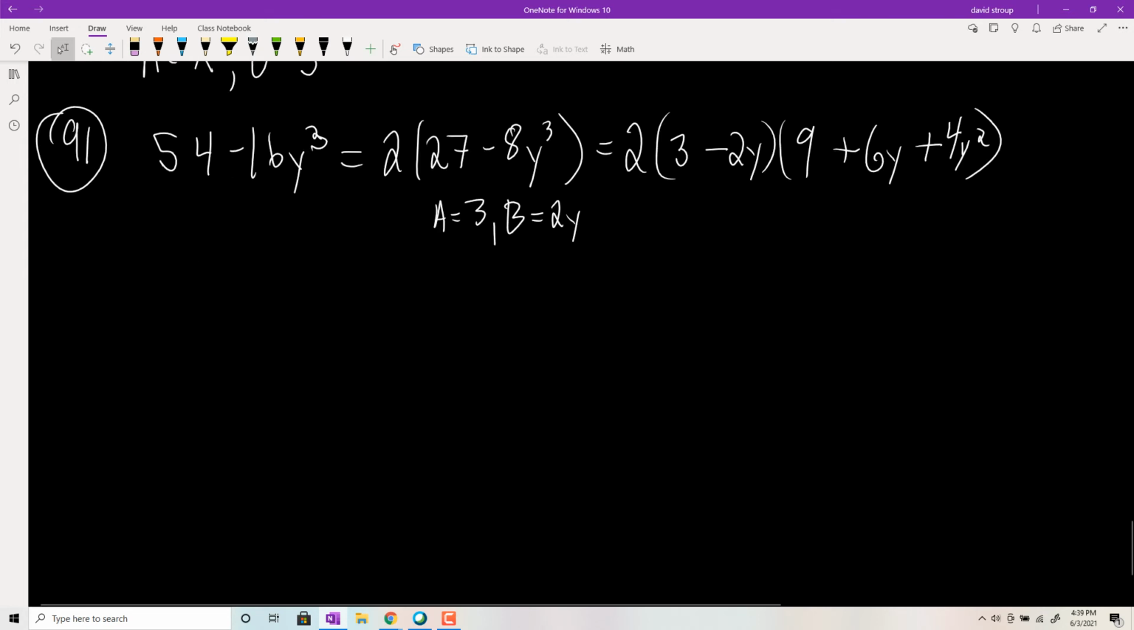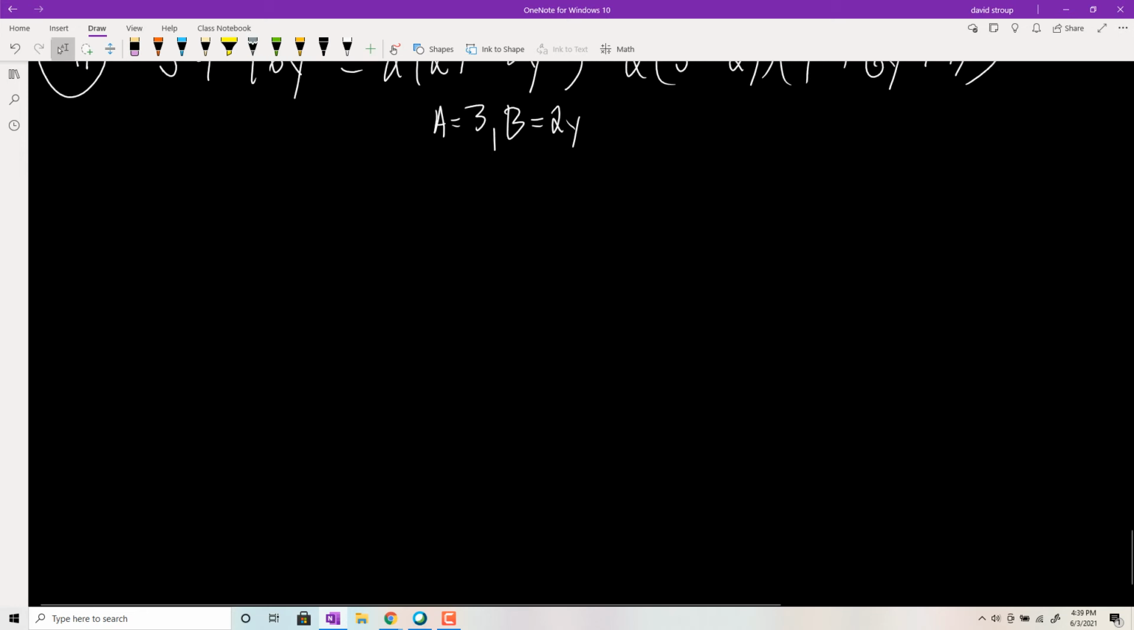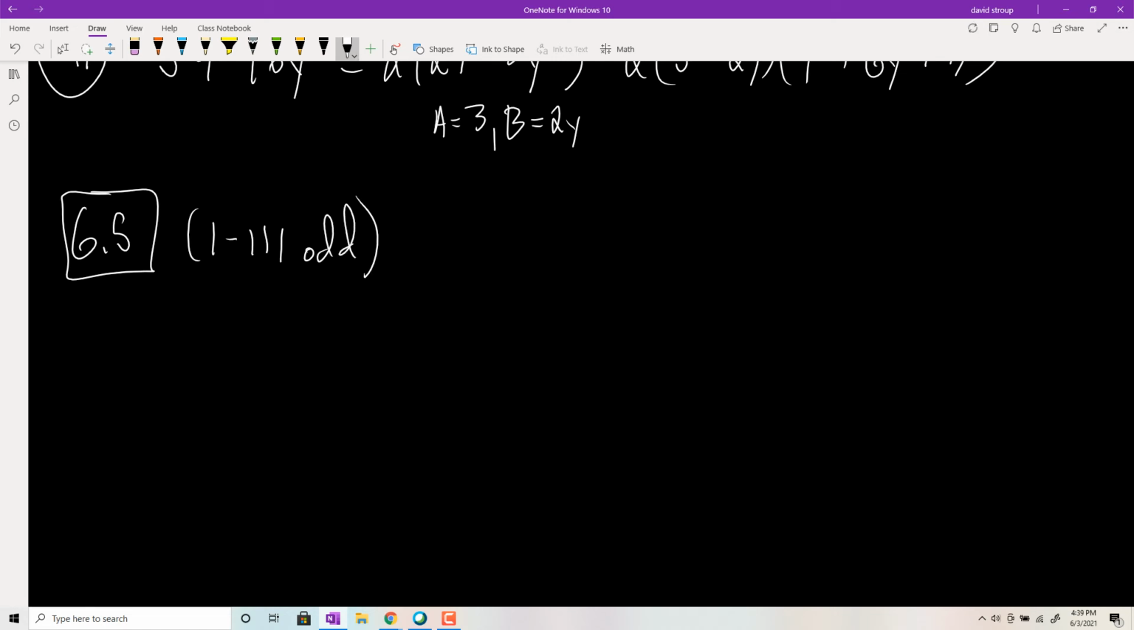Okay, so good stuff. 6.5 is kind of the overview section, and all they do is say, all right, well, here's our general strategy for attacking factoring, and then they just leave you to it. The first, most important rule is to factor out any GCFs, and then you base your factoring off the form that's given. So if there's 2 terms, you do this. If there's 3 terms, you do this. If you have 4 terms, it's grouping.